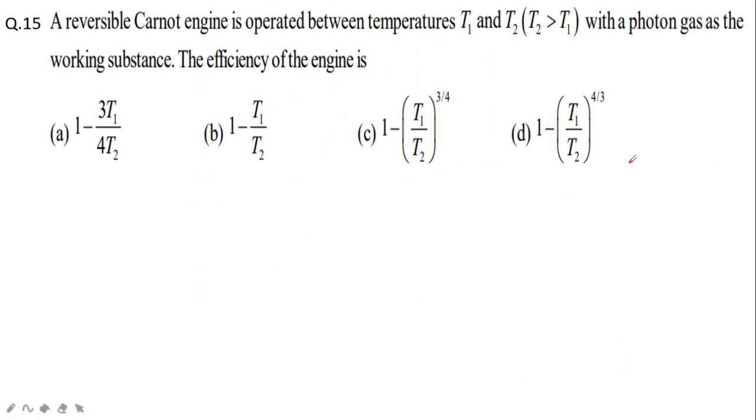Moving ahead, question number 15, which is quite an easy question. It says a reversible Carnot engine is operated between temperatures T1 and T2, where T2 is greater than T1. With a photon gas as the working substance, the efficiency of the engine is. So the efficiency of a Carnot engine is η = 1 - T1/T2 if T2 is greater than T1, and 1 - T2/T1 if T1 is greater than T2. So yes, this is the answer.